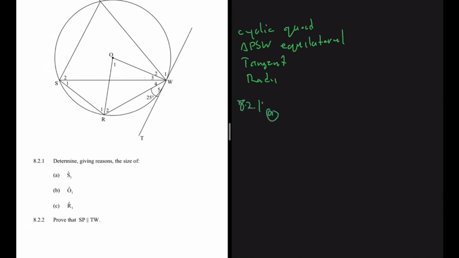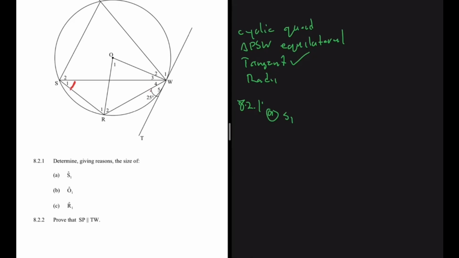8.2.1 A says determine, giving reasons, the size of S1. So we are interested in S1. Yes, S1 here. So how can we use cyclic quad to determine S1? S1 is not a complete angle, right? So I don't see how we can immediately jump to S1. The next keyword talks about triangle PSW being equilateral. S1 is not in that triangle, so I don't see how we can use that. And then the third point talks about the tangent. We have tangent TW, right? And this is how we are going to determine S1.